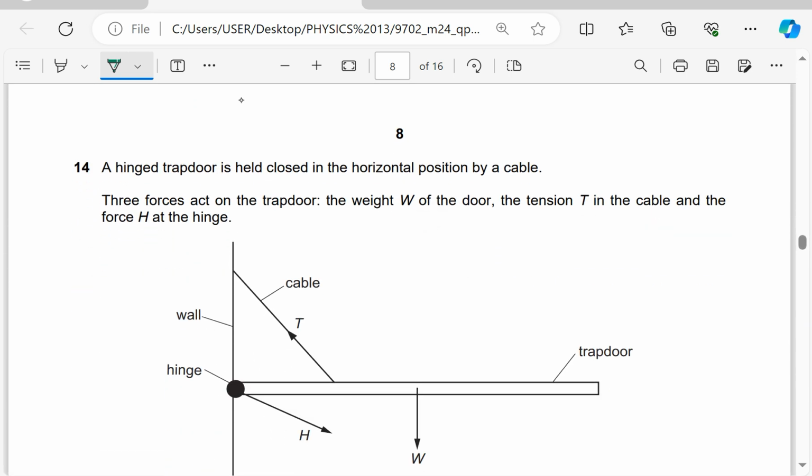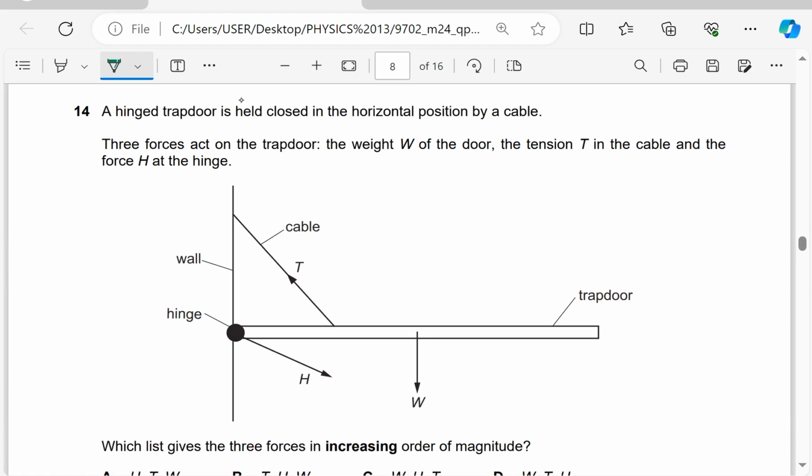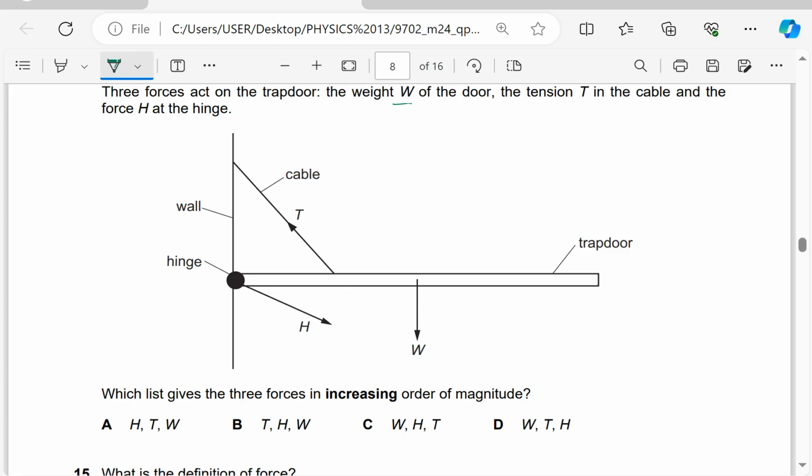A hinged trapdoor is held closed in the horizontal position by a cable. Three forces act on the trapdoor: the weight W of the door, the tension T in the cable, and the force H at the hinge. Which list gives the three forces in increasing order of magnitudes?